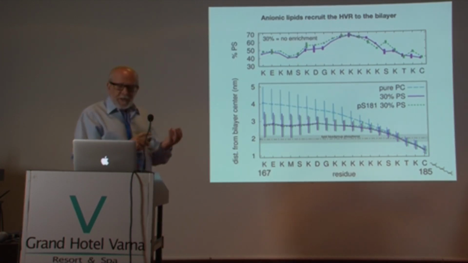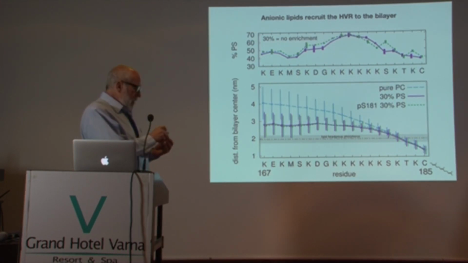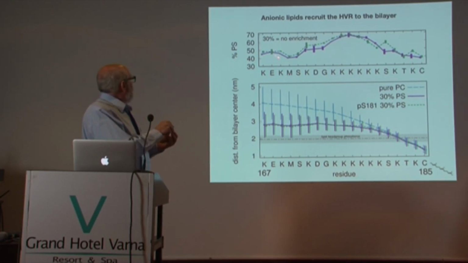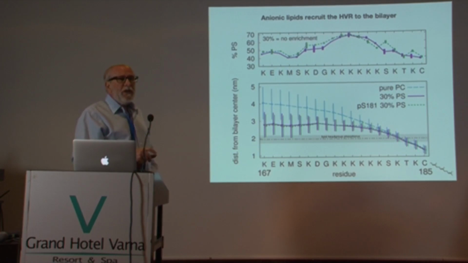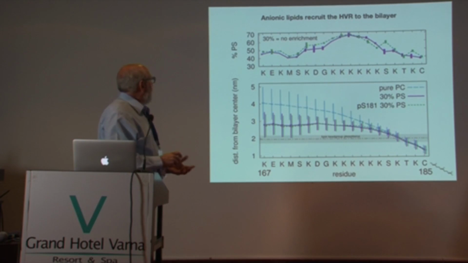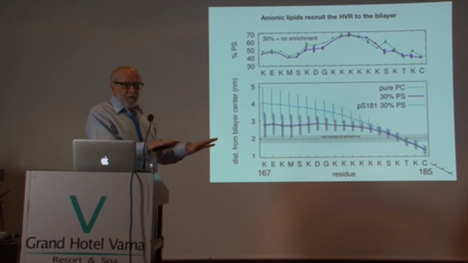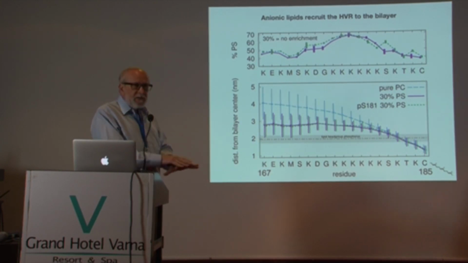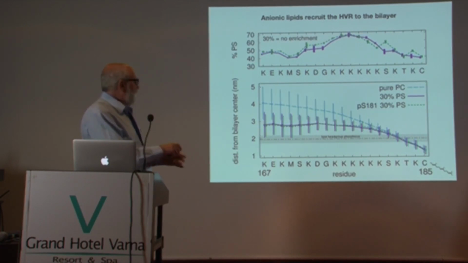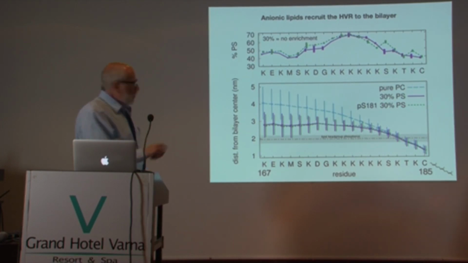So we're doing a calculation where we put 30% PS, 70% PC. When we look at the neighborhood of the peptide, the HBR, we see that at some points up to 70% of the lipids are PS. So essentially the peptide is recruiting PS lipids into the neighborhood. I'm not going to show those results, but that concentration of negative lipids actually attracts other HBRs. So the HBR dimerizes and makes tetramers when put in a PC/PS solution.